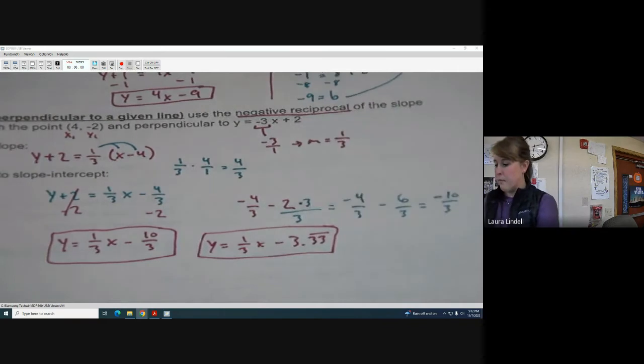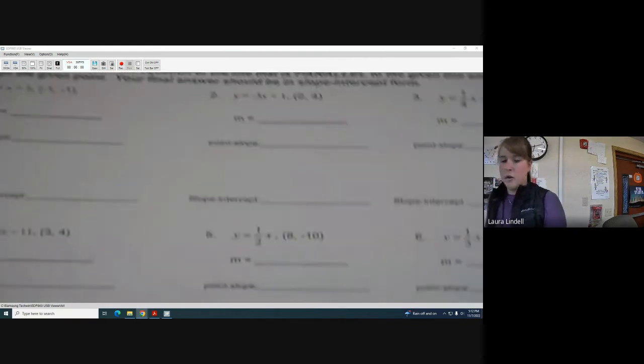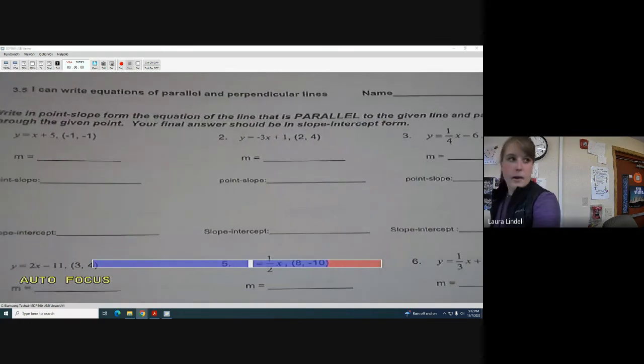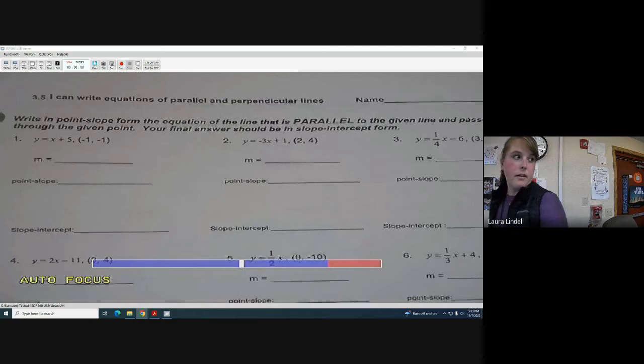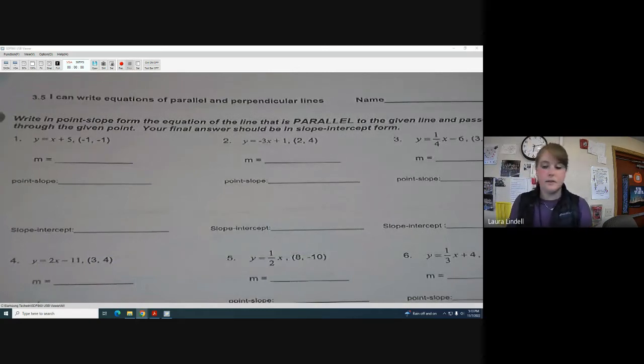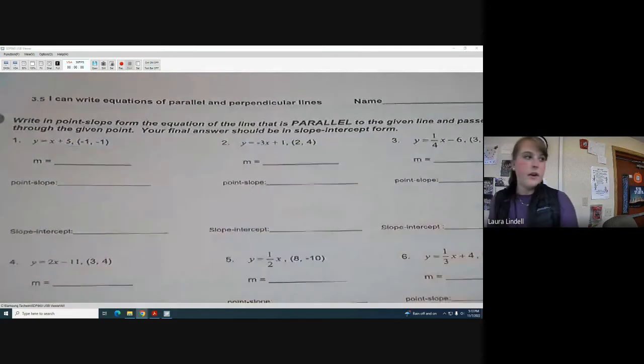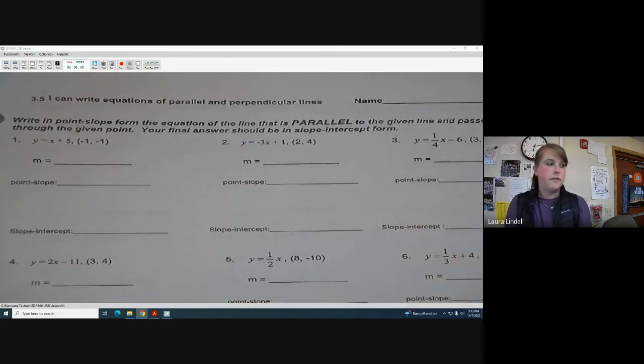Okay, so let's turn the page and try one of these on your own. So we turn the page, we get to the homework assignment. The first 6 problems, actually this entire first page, we're writing lines that are parallel to the given line and through the given point. So pause the video here, look at number 1, and give that a try on your own. Find the slope, find the line in point slope form, and then change it into slope-intercept. So go ahead and pause the video real quick.